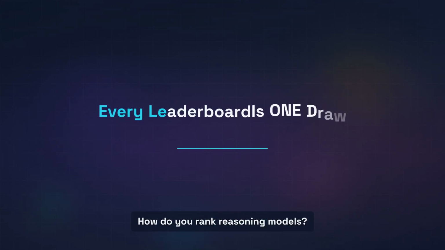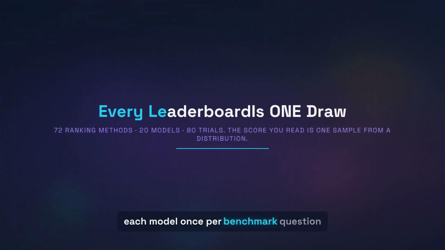How do you rank reasoning models? The standard way is to run each model once per benchmark question and read off a score, but reasoning models are stochastic. Ask the same question 80 times and you get 80 different answers. So a 2026 paper from Case Western Reserve asks the obvious question: which ranking rule should you use on all those trials, and does it even matter?